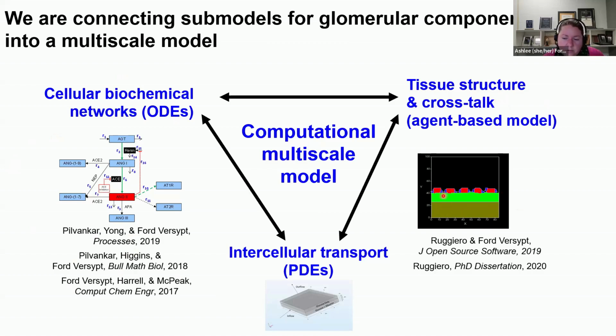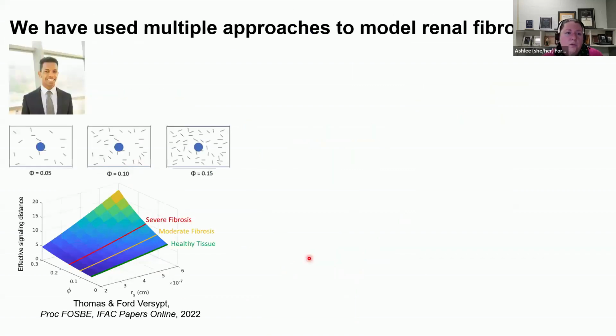So our first approach was maybe we could couple this in an agent-based model. We have some more elaborate techniques now. And we also were considering the intercellular transport using PDEs to couple what's happening at the cellular level to the whole tissue level. So Haryana was a PhD student in my lab who graduated in the summer, and he took multiple approaches to model the renal fibrosis in the mesangial tissue.